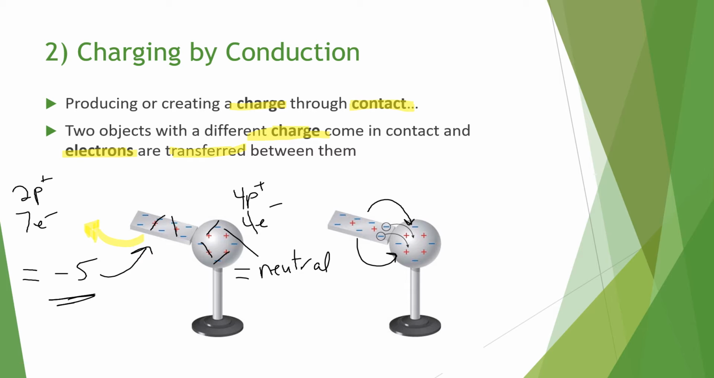So this metal block is going to lose 2 electrons and is now going to have a -3 charge, and the metal ball is going to gain 2 electrons to have a -2 charge. Okay, so electrons are going to transfer from the more negative object to the less negative object when charging through conduction, which is charging through contact. Okay, to try to balance out the difference in charges between them.